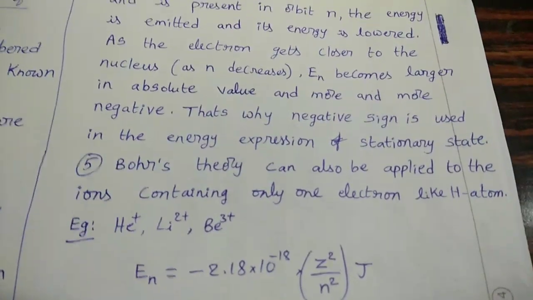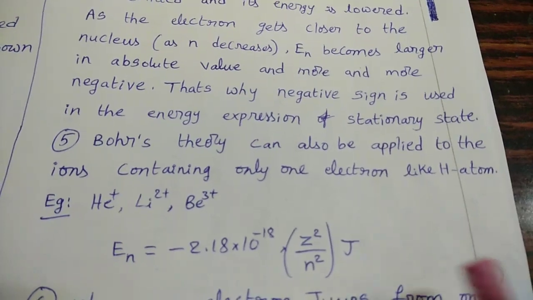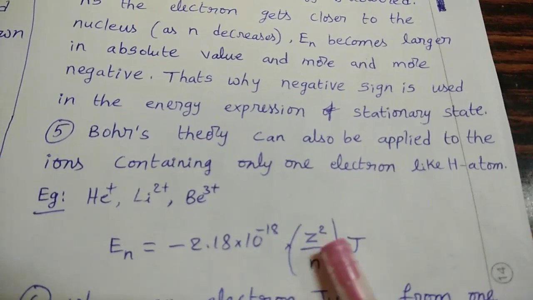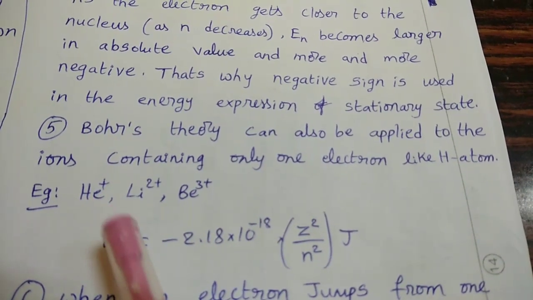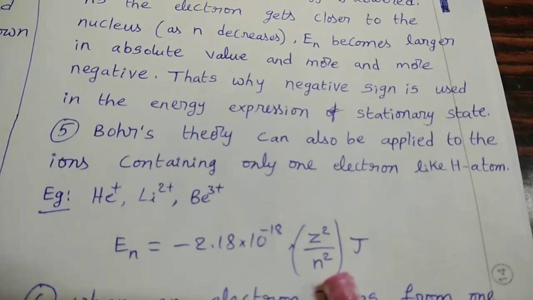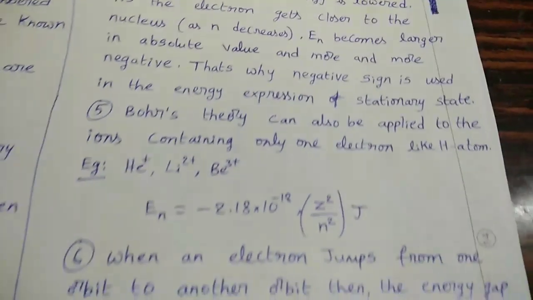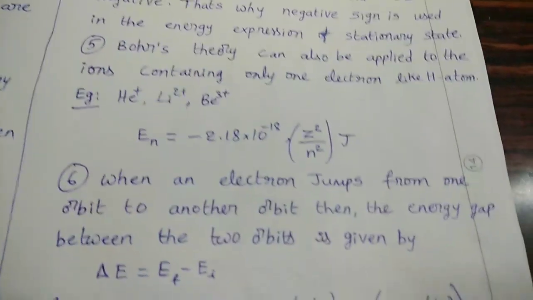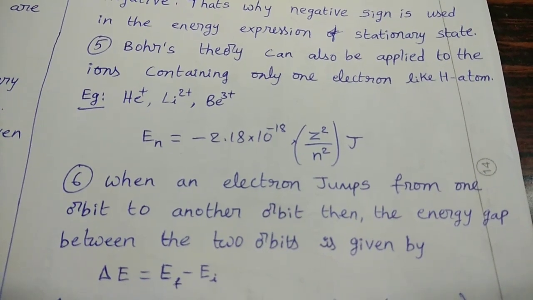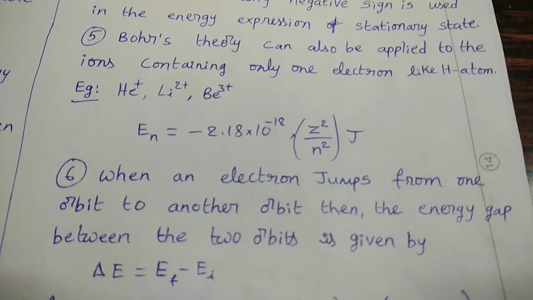Next, En equal to minus 2.18 into 10 power minus 18 Z square by n square joules. So here, suppose He plus, if we want to apply the energy expression, then Z value becomes 2. Based upon the energy level, we can get the n value. Next, when an electron jumps from one orbit to another orbit, the energy gap between the two orbits is given by delta E equal to EF minus EI.